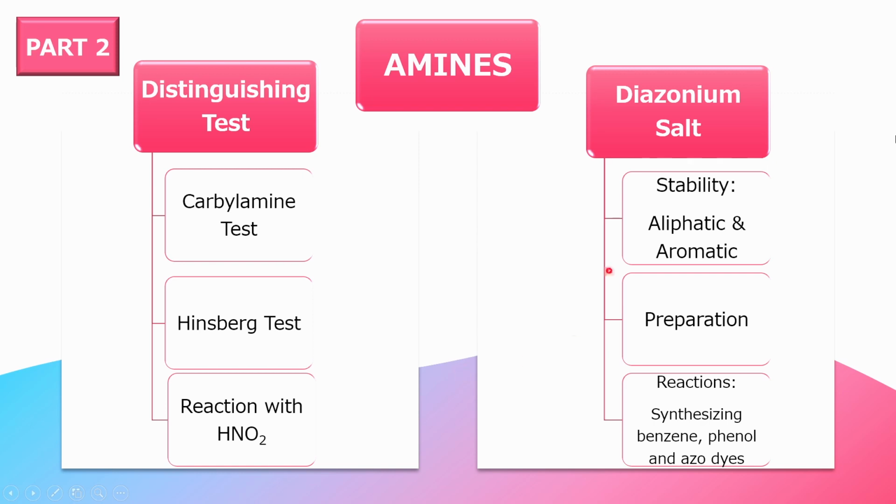The second set of topics was about diazonium salts, where firstly we did the general formula and their stability, how aliphatic diazonium salts were unstable and aromatic ones were stable. The second was their preparation, where we prepared them with the help of a diazotization reaction. And the third were some reactions that diazonium salts showed, which was basically the preparation of benzene, phenol, and azo dyes. I hope this lecture was clear, and thank you for watching.